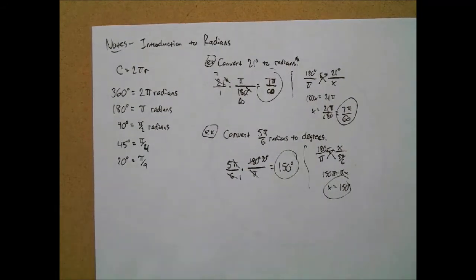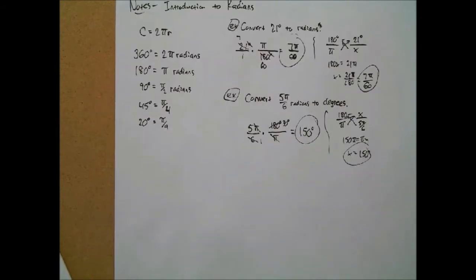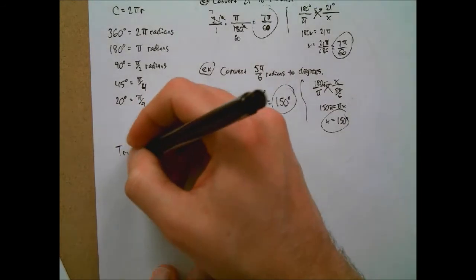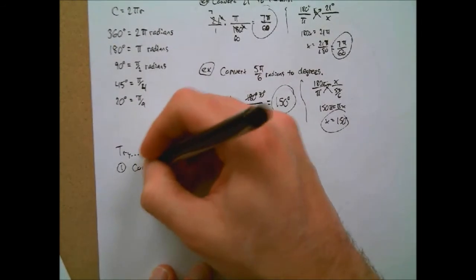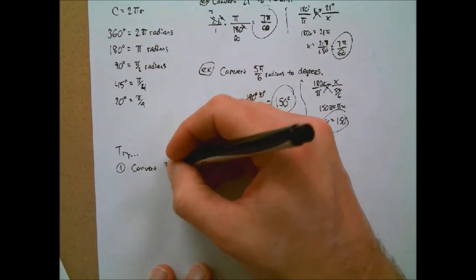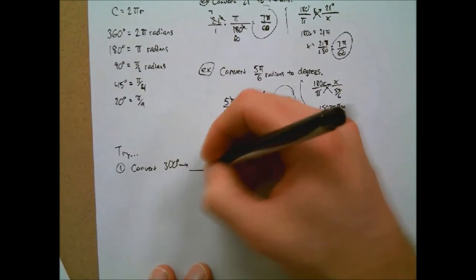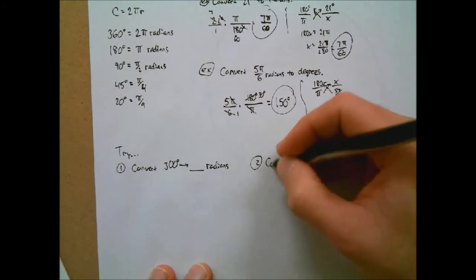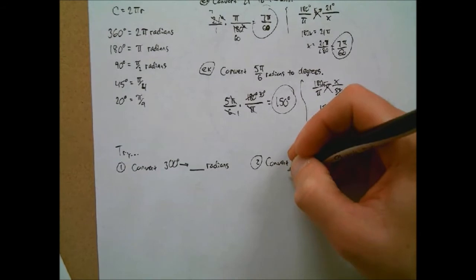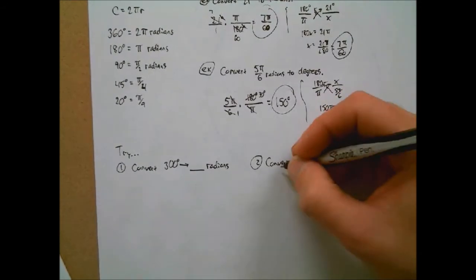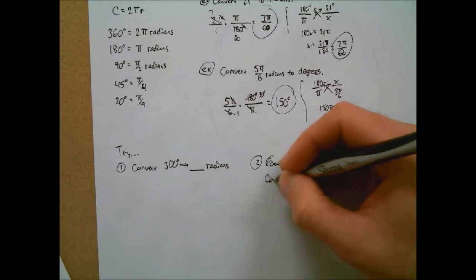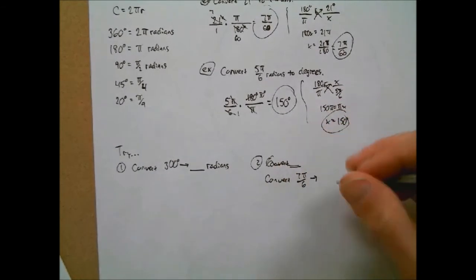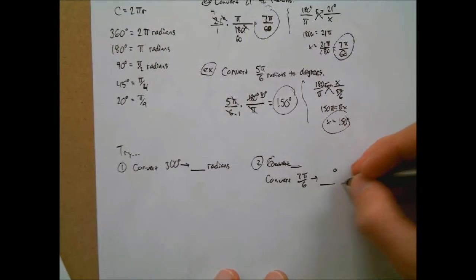All right, so let me have you guys try 2 on your own here. Here we go. Number 1, convert 300 degrees into some number of radians. And then number 2, convert 7 pi over 6 into some number of degrees. Okay.